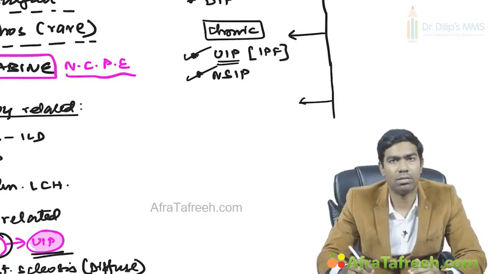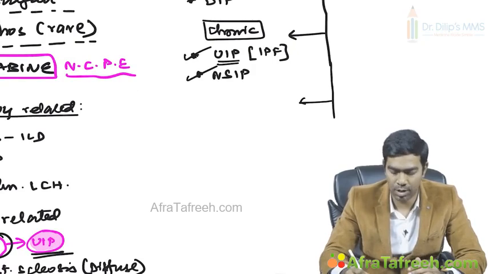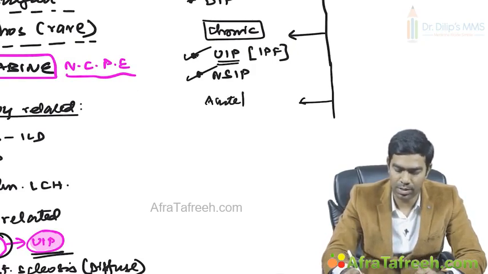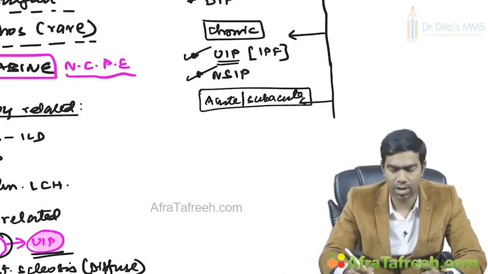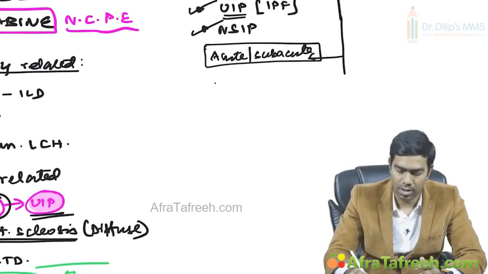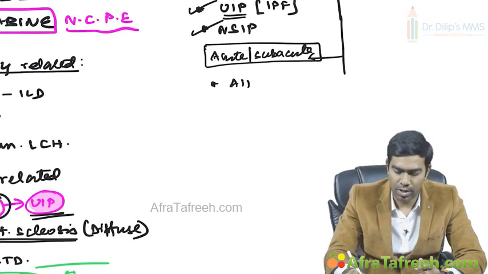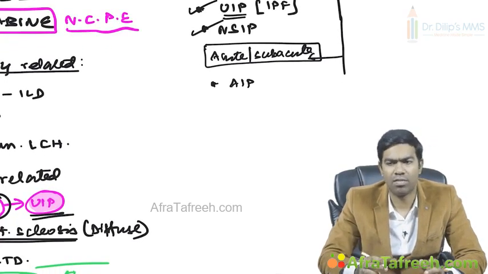Then those IIPs, idiopathic interstitial pneumonias, that have acute or subacute presentation. There are two IIPs that are going to have acute and subacute presentation. Number one, you have acute interstitial pneumonia. This is often related to ARDS, because they are going to present like ARDS only, their course will be like ARDS only, but they don't have any secondary cause. This I have told you in the ARDS video itself.